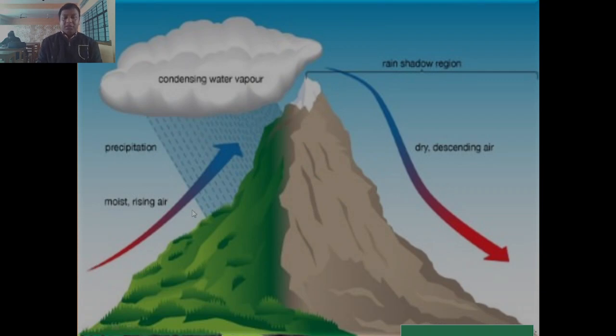So look at this picture so that it's clear. The slope is steep here, and with this steep slope, when moisture-laden winds collide in this area, they get condensed. After that, rainfall occurs in this part.